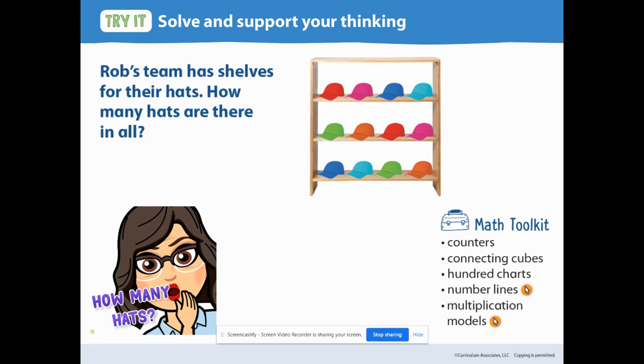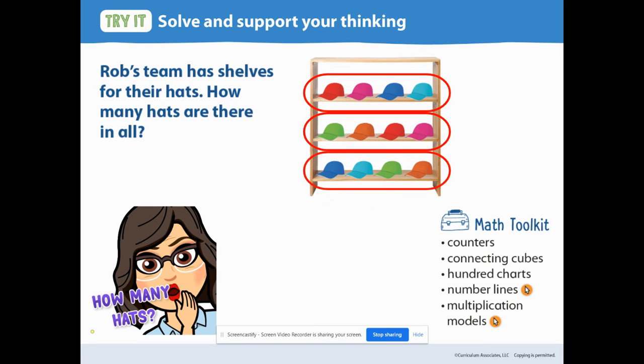So I want to share how you solved it or how you added. Remember, our objective is we're going to add using rows and columns. We're going to use arrays. So let's see how Miss Yanis tried it. Did you count by fours? There's 4 hats there, 4 hats there, and 4 hats there. 4 plus 4 is 8, plus 4 more is 12. Did anyone count that way?